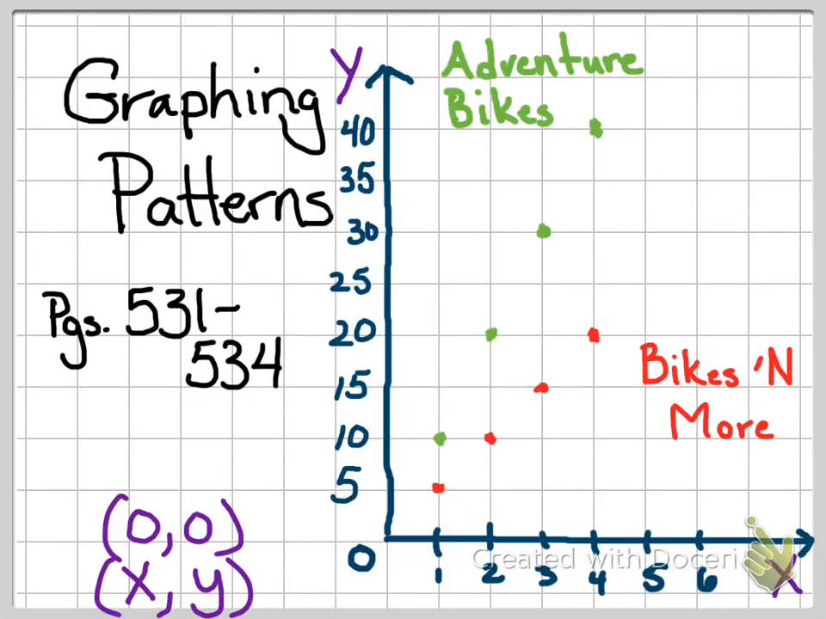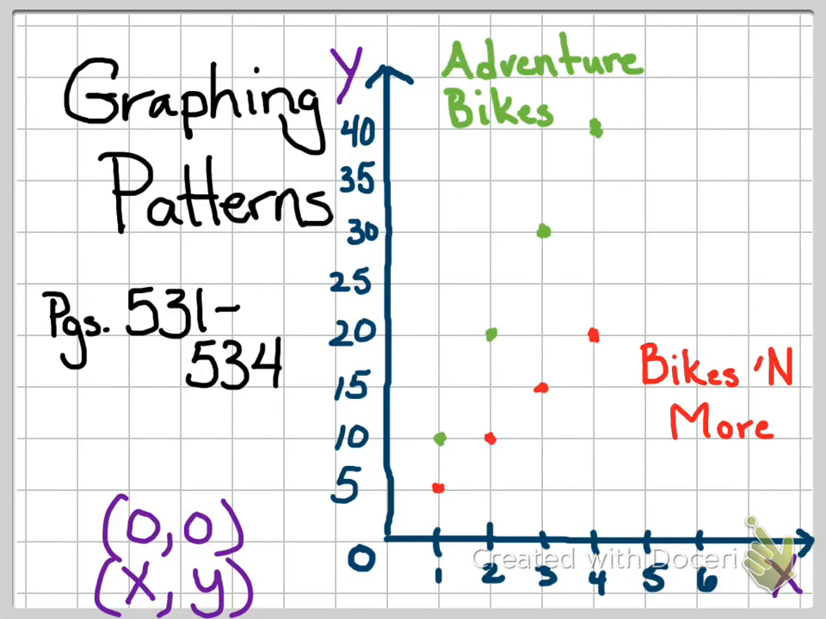Okay, fifth grade. Today we are talking about graphing patterns, and we're going to be looking at pages 531 through 534 in our textbook. And just to go back and think about what we already learned, we talked about coordinate planes and how they're formed when two perpendicular lines intersect, and we said that those perpendicular lines are numbered.